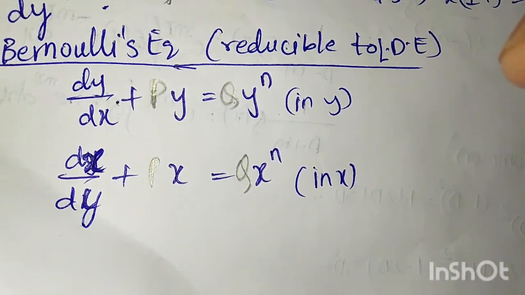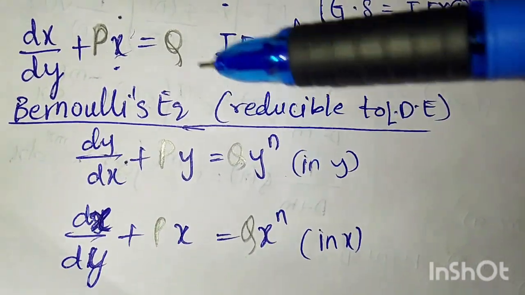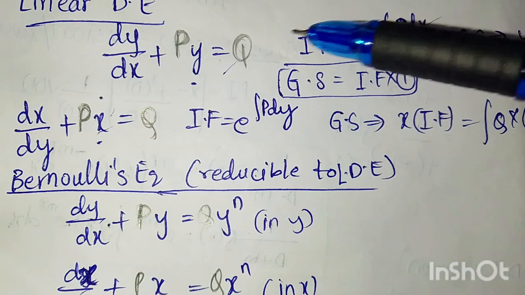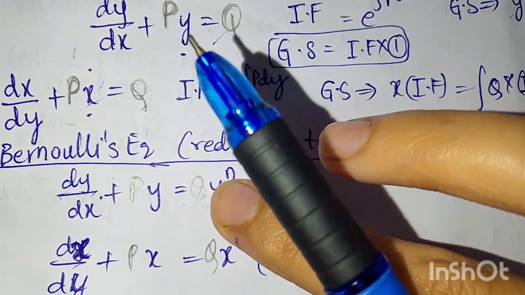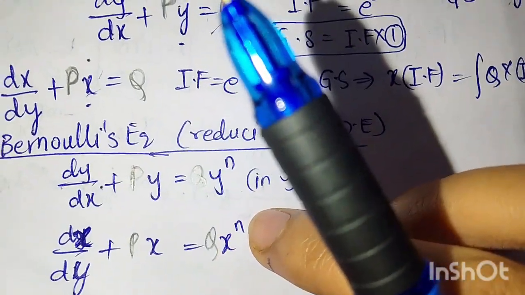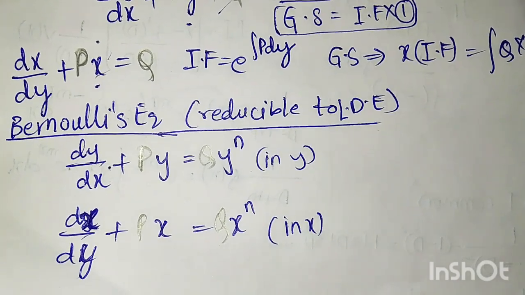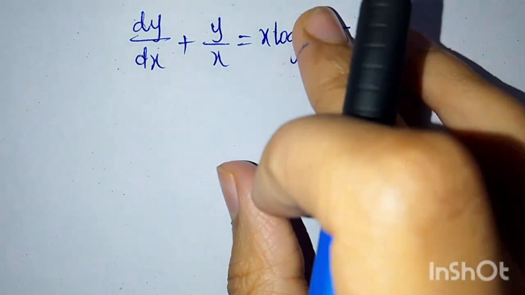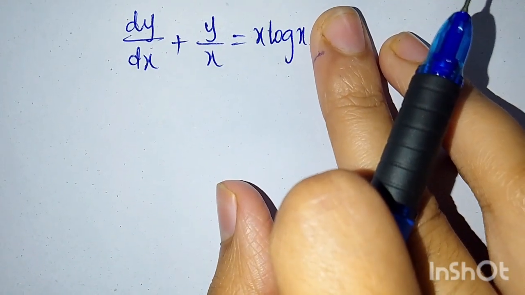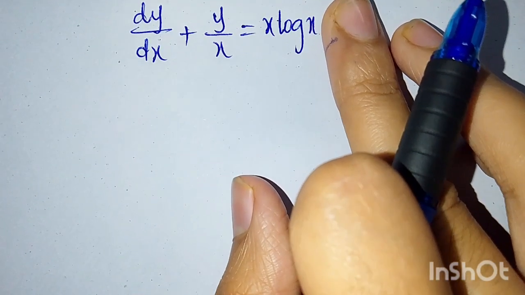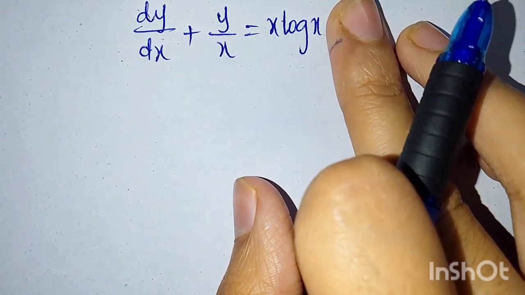So now we will see Bernoulli's equation, which is nothing but reducible to linear differential equation. We already saw this, right? Here one extra term will be there, which is y power n or x power n. So we'll see how to solve. See this question. If y square is not there, what is this form? It is a linear differential equation in y, right?